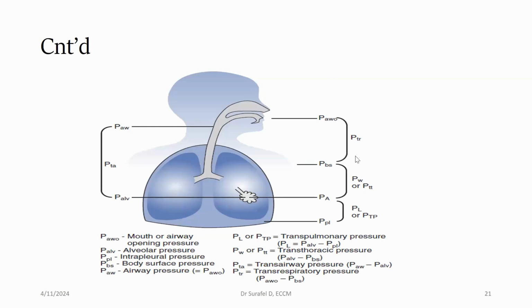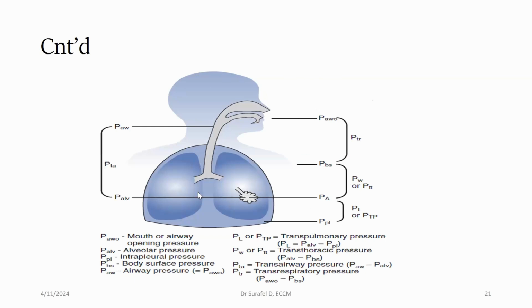So this airway opening pressure depends on whether the patient is being applied with a positive pressure ventilator or not. If you use a mask, it will differ. If you use a machine, it will differ. And if you put the patient in a hyperbaric chamber, for example, for treatment of carbon monoxide poisoning, it will vary. So these pressures are very important.